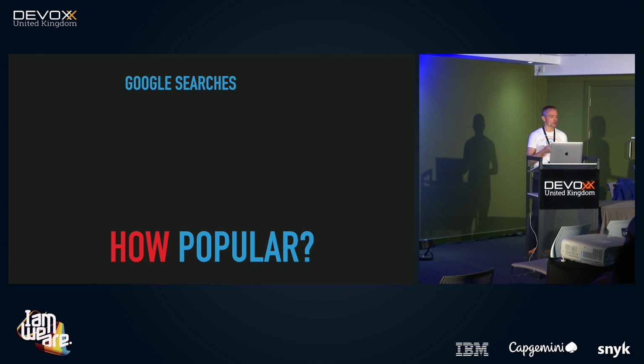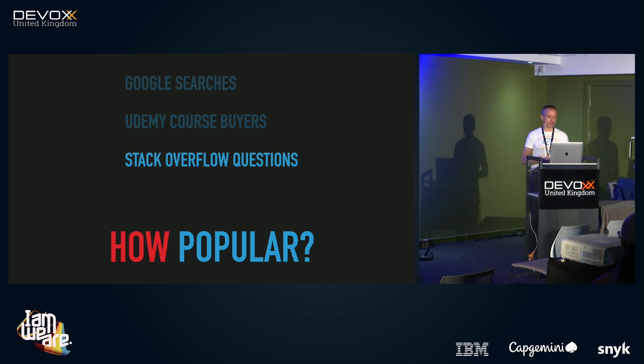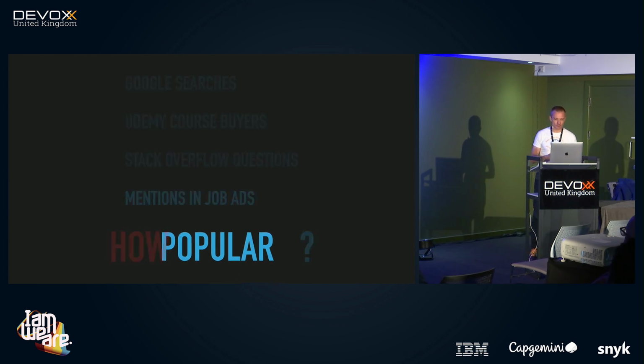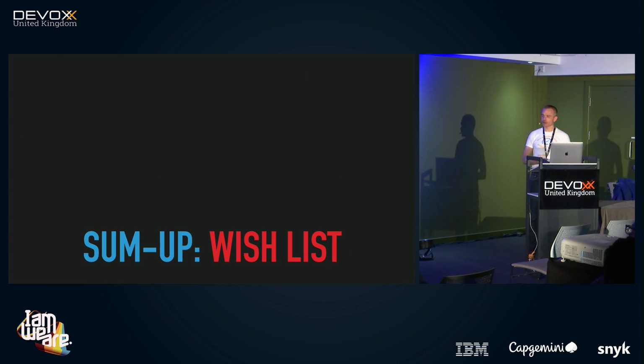I used Google searches. I looked at how many students at Udemy learn a certain technology. I looked at how many Stack Overflow questions there are, and I analyzed job ads in 63 countries to figure out what technology is popular. And you can find all of that on the talk page. So this is my wish list.